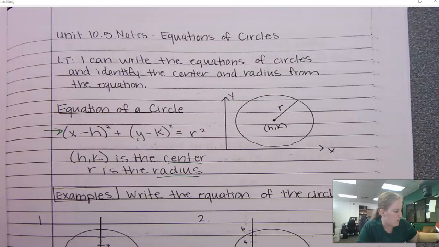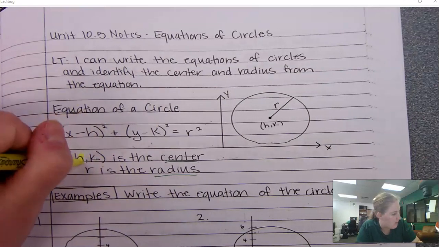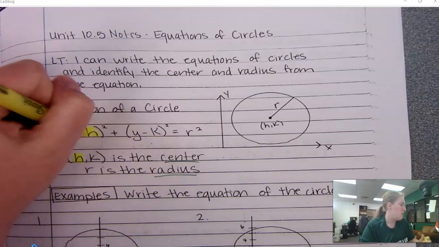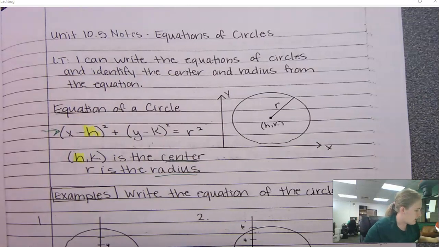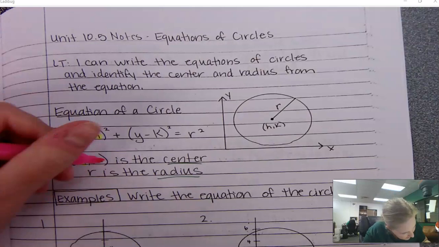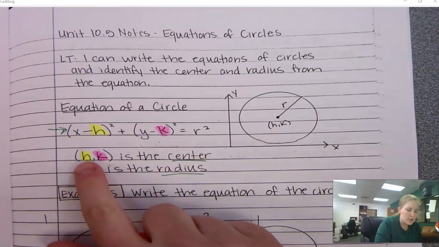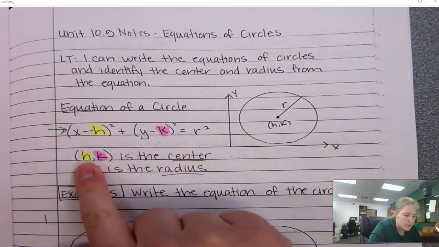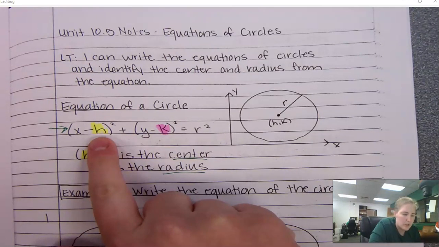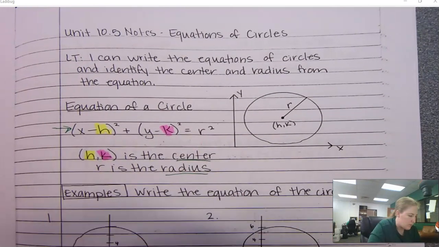So one thing that is important for you to notice is that these letters H and K are the center of your circle. So that is H. And then let me get another color, K, is going to be right there. Alright, so H is the x value of the center of your circle, and it's located there in the equation. K is the y value of your circle, and it's located there in the equation.